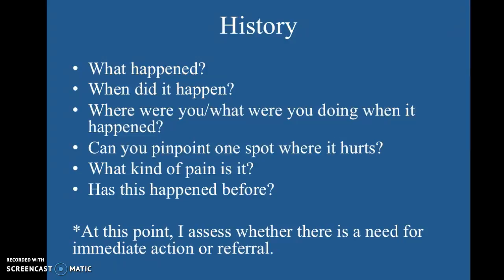At that point, that's when you would assess for an immediate action or referral. If it seems something more emergent, they're having more of a whole limb problem, something like obvious deformity, obvious fracture, you would not spend time evaluating. You would refer, or you'd appropriately take action.